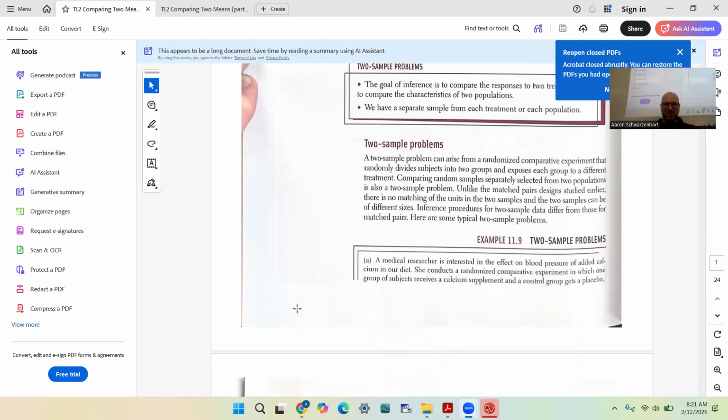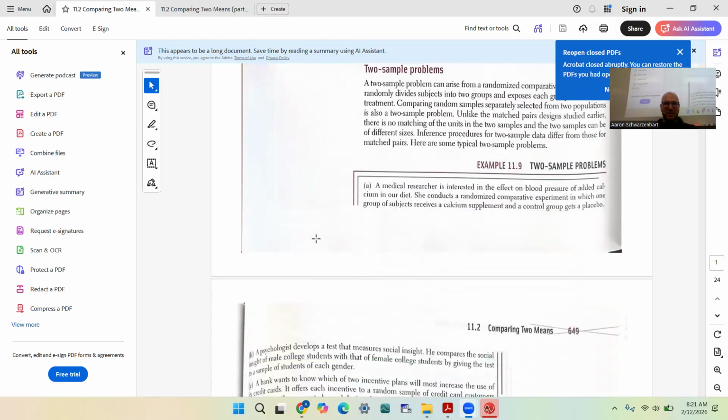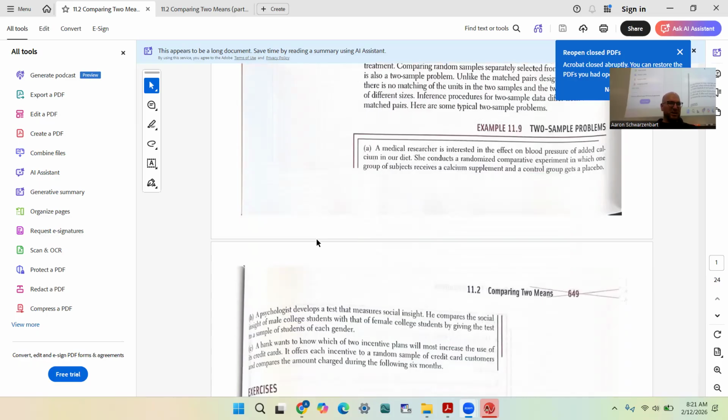So, two sample problems are two independent populations. In most cases, it's your experimental and your control group. Those are two separate populations. It might be from the same population, but you gave them different treatments. So they are the effect on different populations.